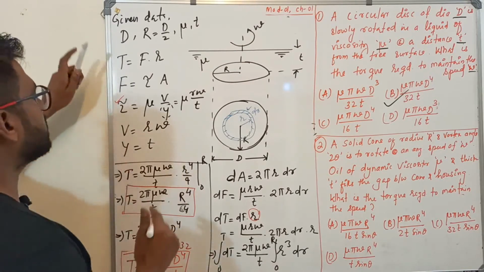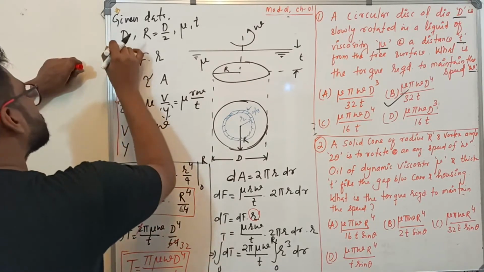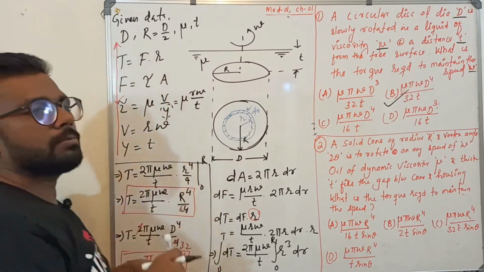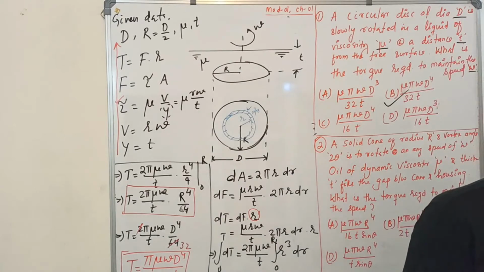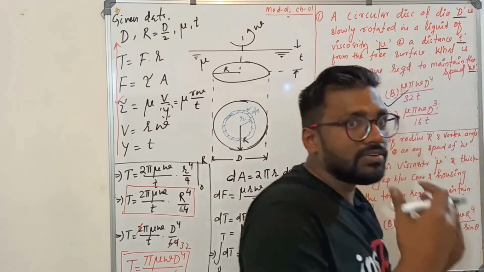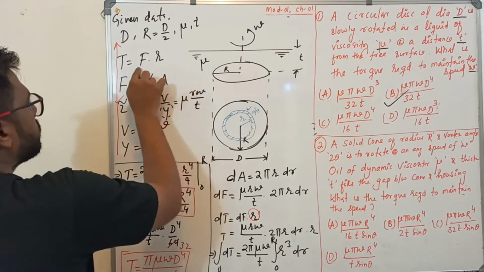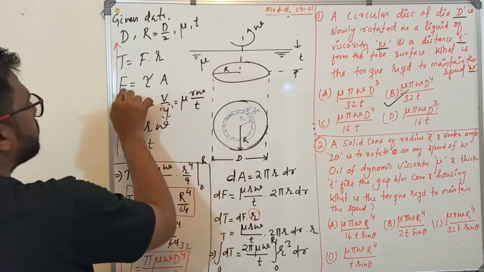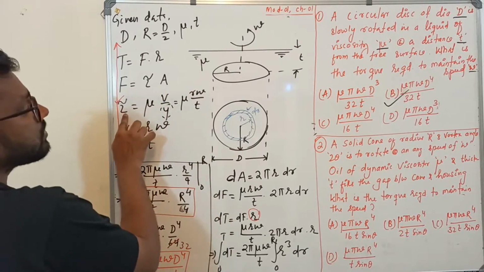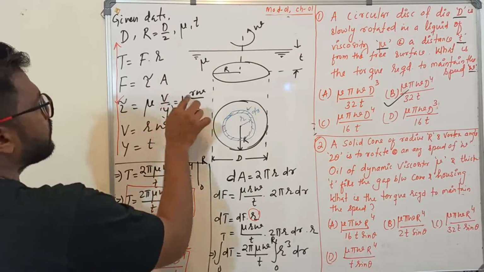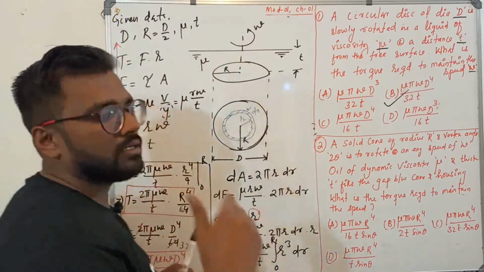The process we have followed is known as the backward substitution method. Sometimes we do not know how to proceed, so we trust our basics and write what they have asked. Sir, they have asked torque equal to F into R. Force, because of viscosity, is shear force. Shear force equals shear stress into area. Shear stress from Newton's law of viscosity is mu v by y, with v equal to R omega and y equal to T. Put the values and you will get the answer.